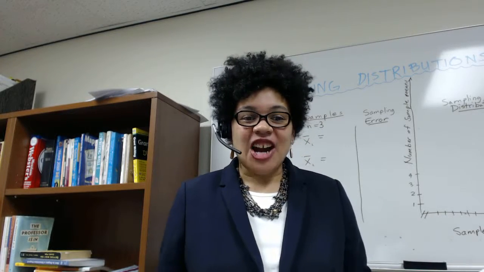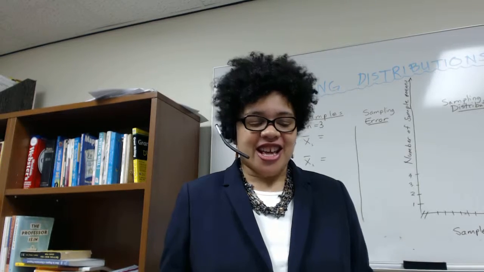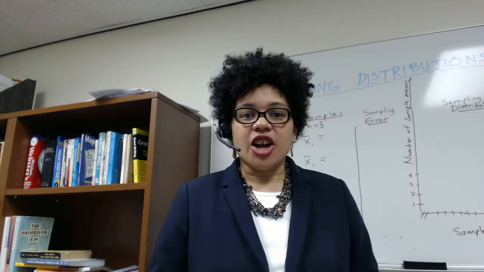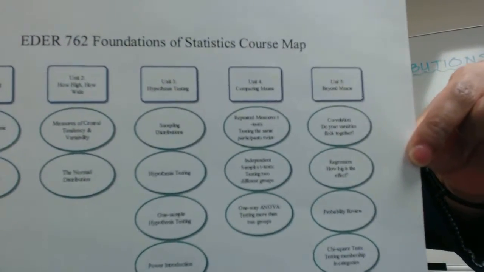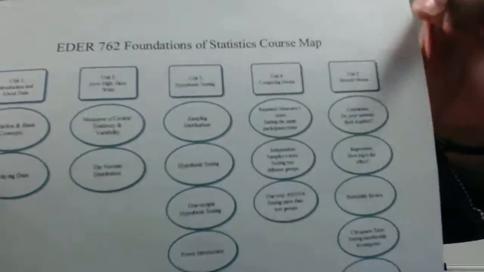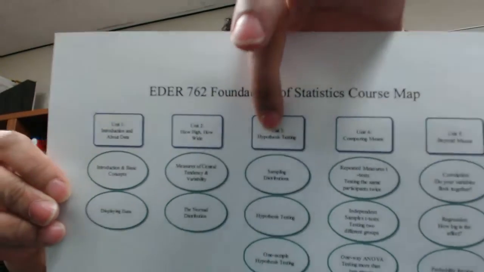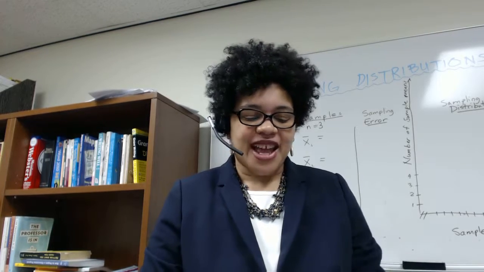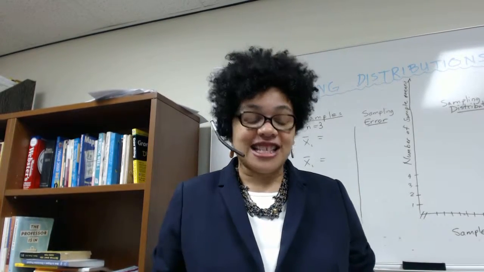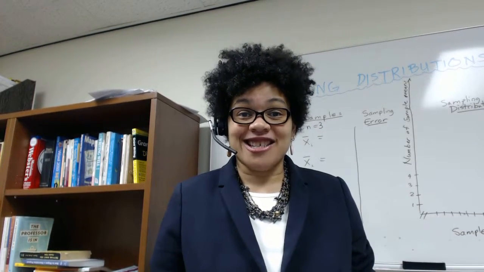To start off today, I want to give you an overview of where we are in the course. On our course website, in that Getting Started box, I've posted a course map that looks like this. We've done the first two units, and we're about to start on Unit 3, which is called hypothesis testing. The first lesson or topic in Unit 3 is sampling distributions, and that's what we're going to talk about today.